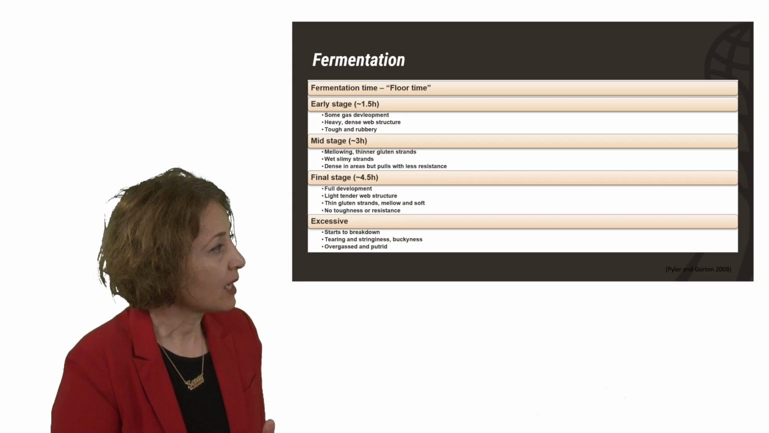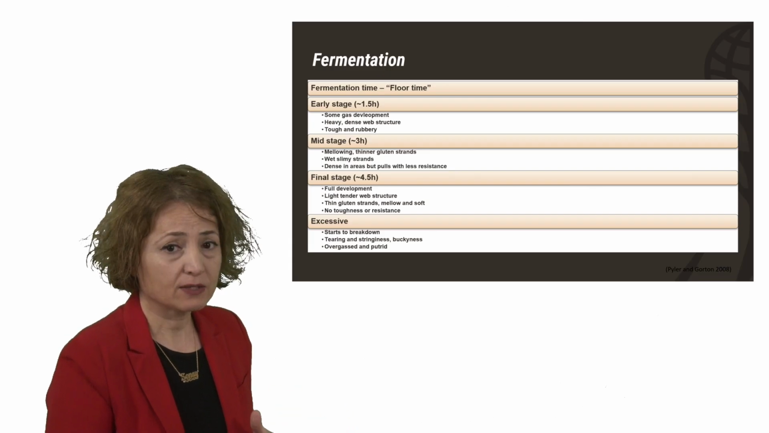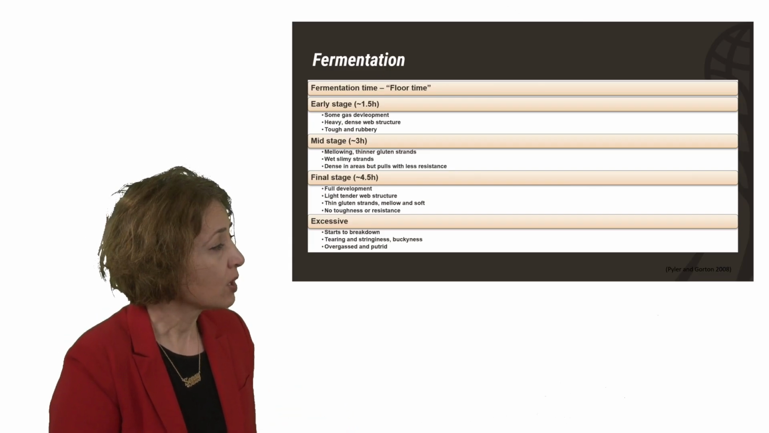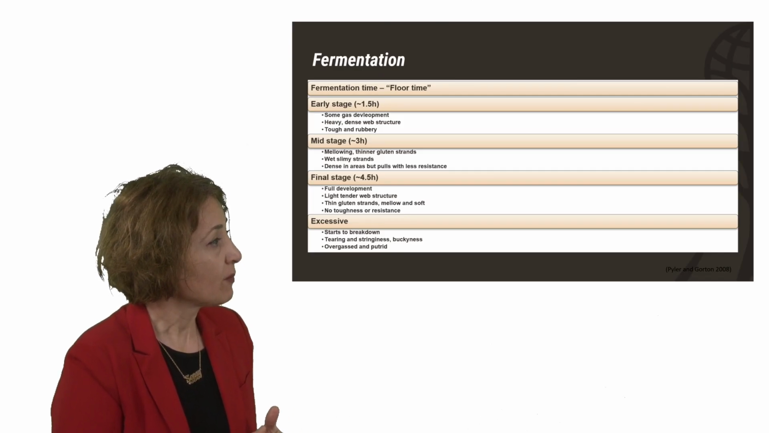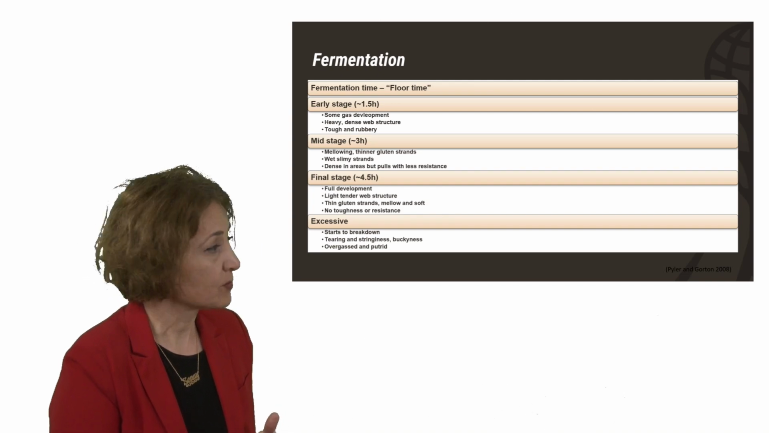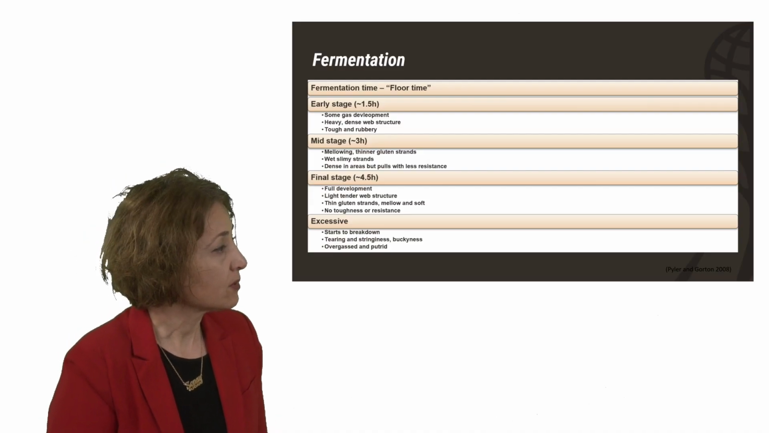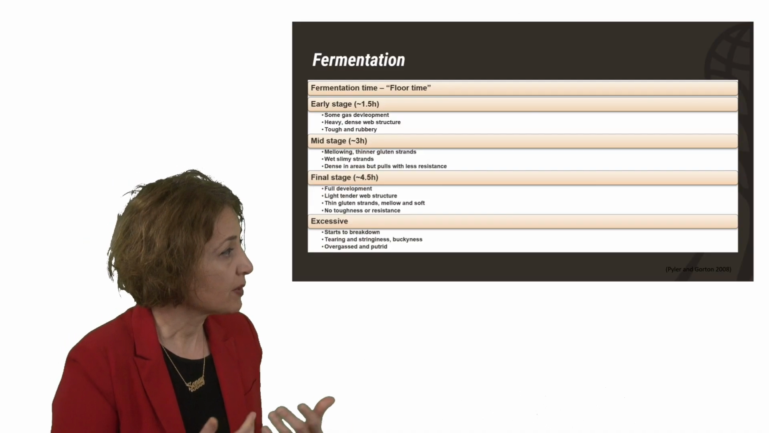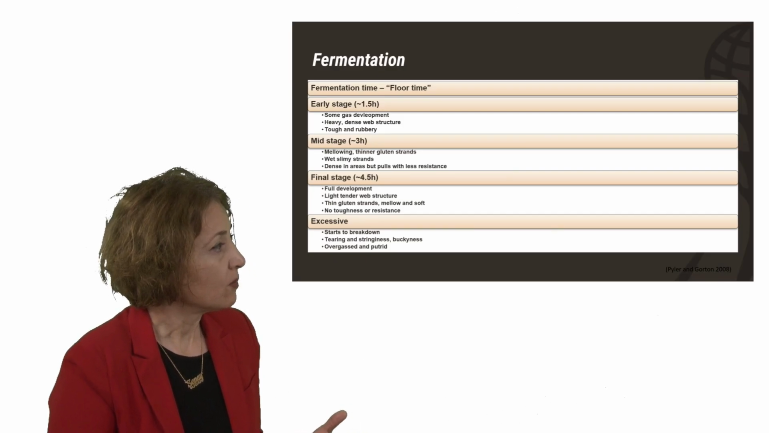We will have slimy strands, dense in areas but pulls with resistance. And the final stage, 4.5 hours, is full development: a light, tender web structure, thin gluten strands, mellow and soft, and no toughness or resistance is observed. And then if we have excessive fermentation, we will start to see breakdown. The dough becomes too slack, tearing apart, and also overgassed.